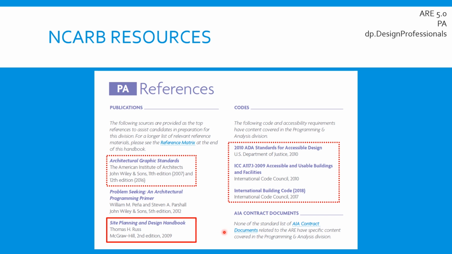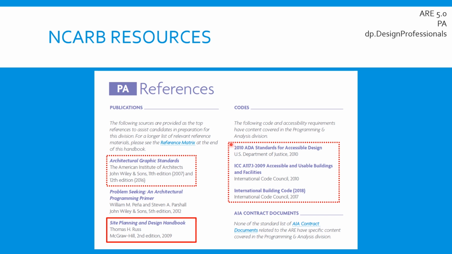I am recommending the Site Planning and Design Handbook as a primary resource and then Architectural Graphic Standards as a kind of secondary resource. I personally did not read Architectural Graphic Standards that much for this exam and I was able to pass, but definitely Site Planning and Design was a primary resource.